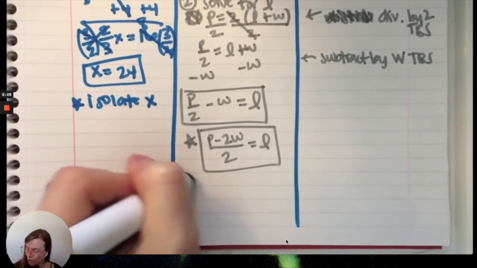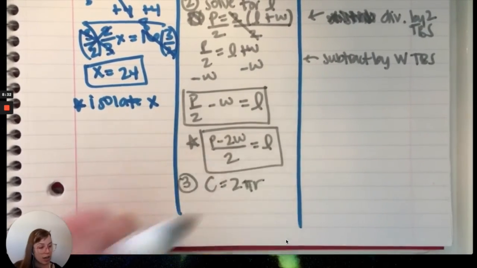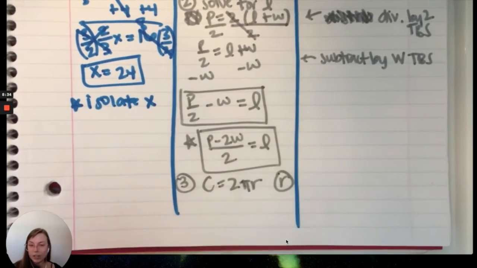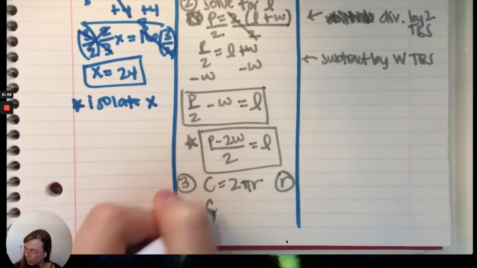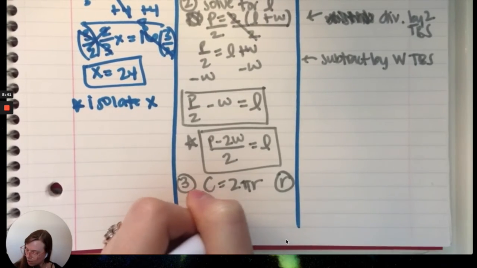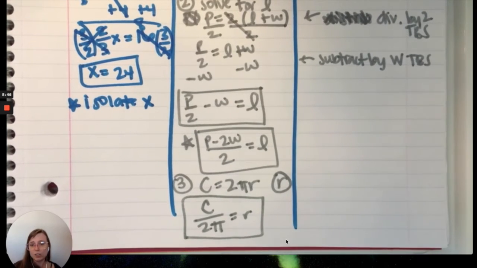Third, try this one on your own. Circumference equals 2 pi r, and you're solving for r. Get that radius by itself. You should end up with, boom. It's just division. That one extra step, that's it.